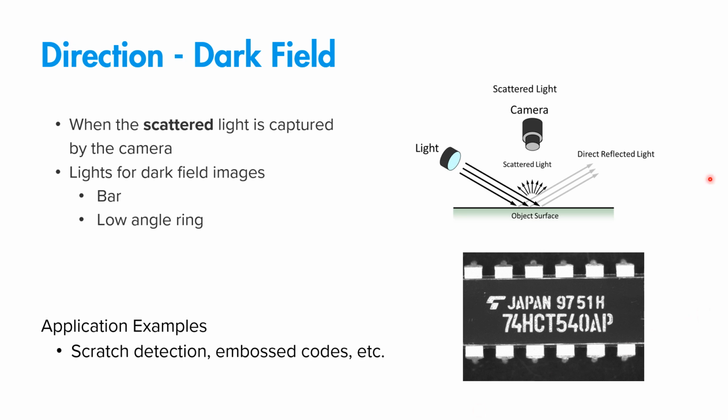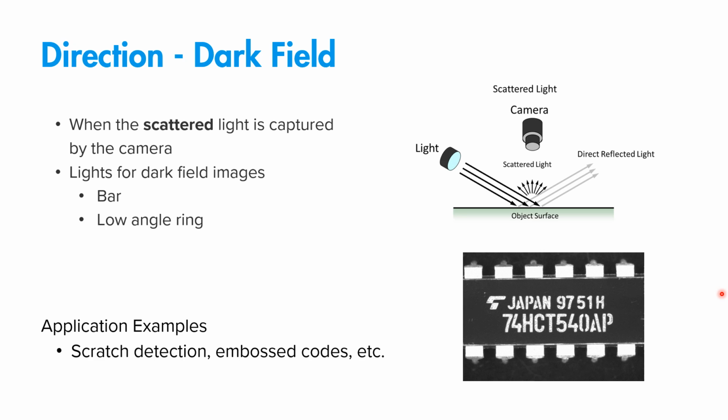So the next we have is dark field, and this is essentially the exact opposite of bright field. That light is still reflecting off that surface, but instead of the camera capturing that direct reflected light, the camera is now capturing that scattered light. So that's why the text is now appearing as white, and that highly reflective surface is appearing as dark.